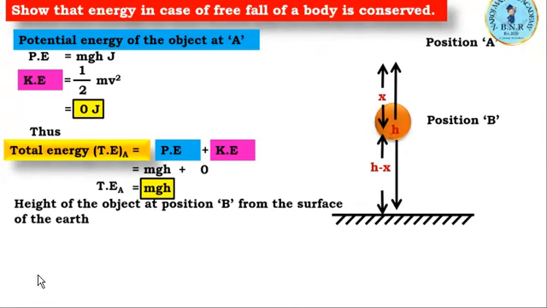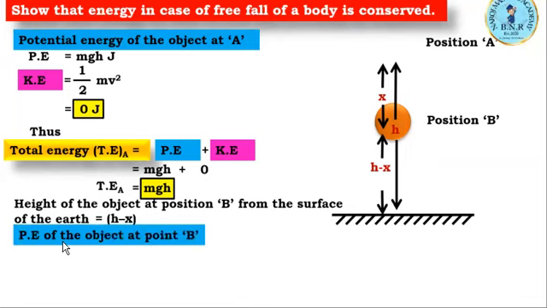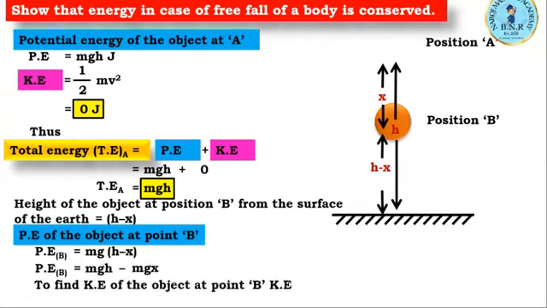Is it right? So height of the object at position B from the surface of the earth is h minus x. Potential energy of the object at point B is mg into h minus x. Potential energy at point B is mgh minus mgx. To find the kinetic energy of the object at point B, kinetic energy is equal to half mv square. So kinetic energy at point B is half mv square. Find v first. v square minus u square is equal to 2as, basically 2gs.